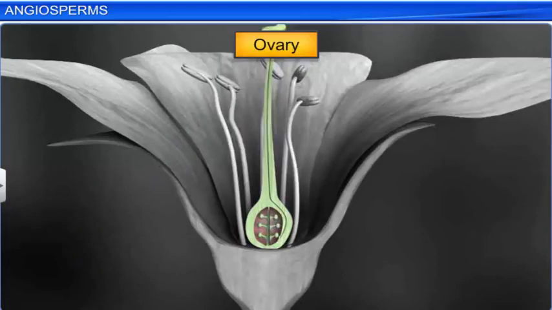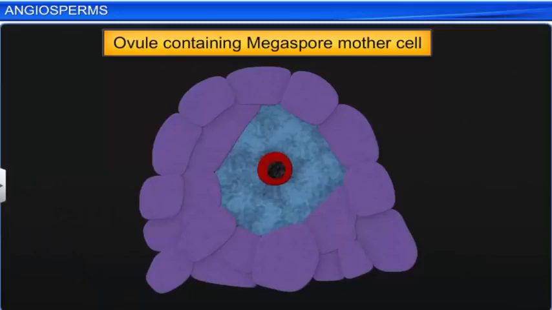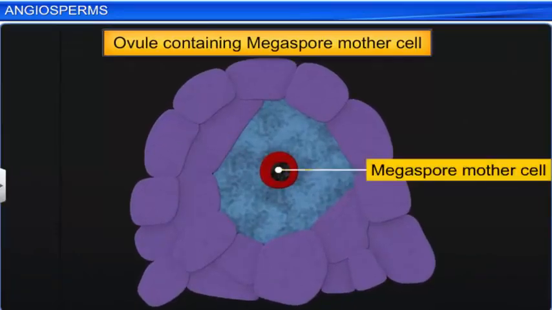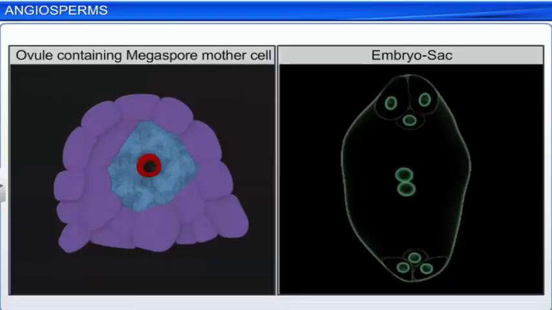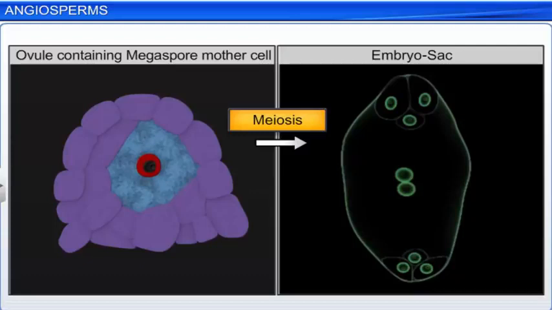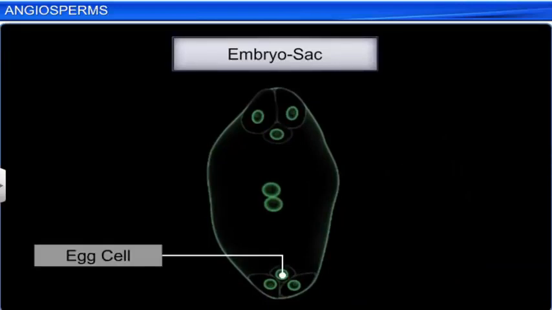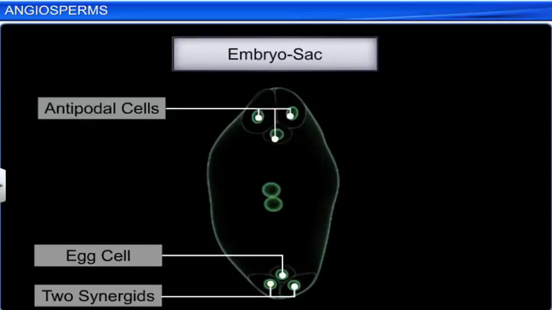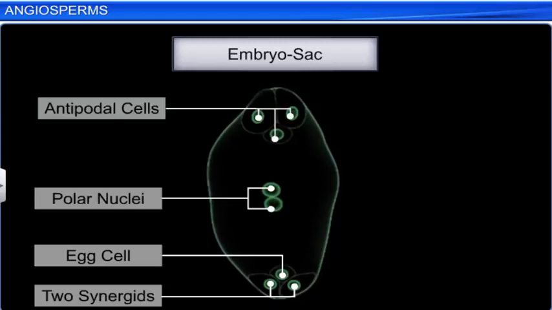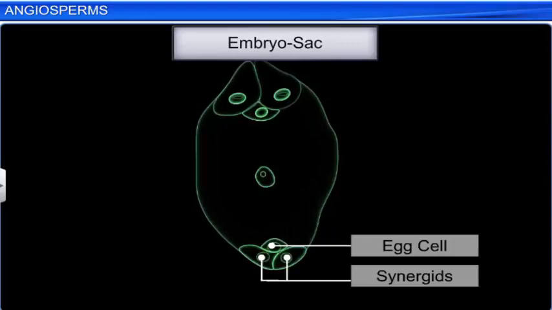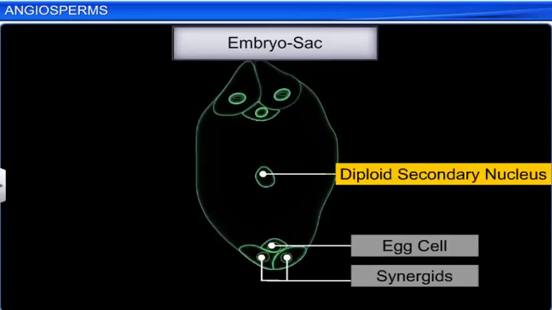The ovules, or the megasporangia, are present inside the ovary. These ovules contain the megaspore mother cell, which, following meiosis, develops into the haploid female gametophyte called the embryo sac. The embryo sac has a three-celled egg apparatus consisting of one egg cell and two synergids, along with three antipodal cells and two polar nuclei.